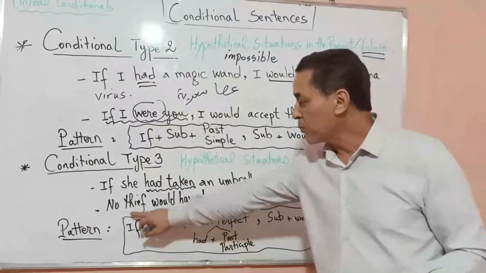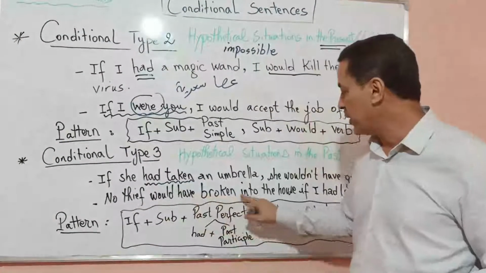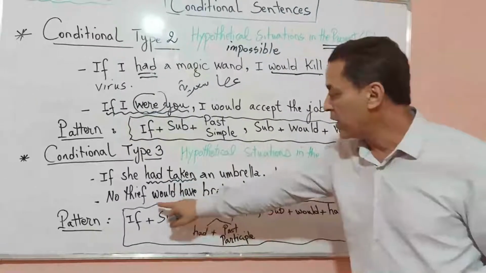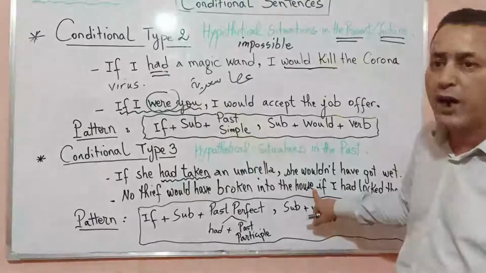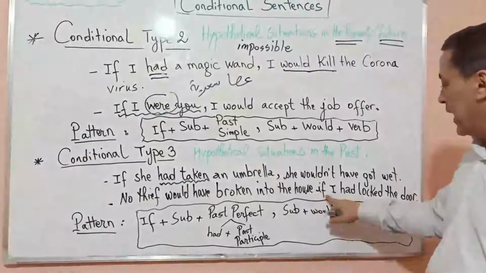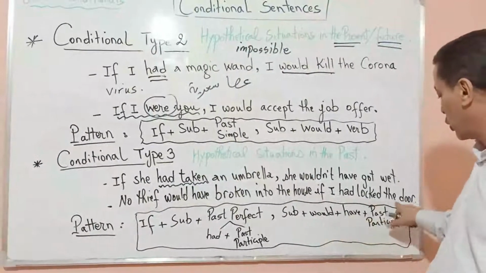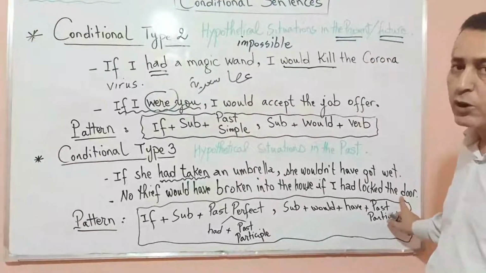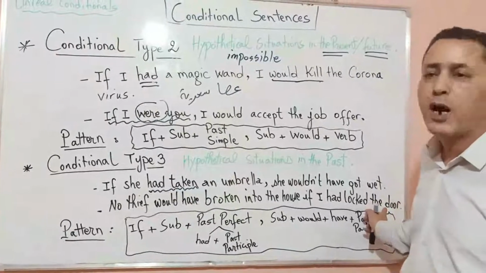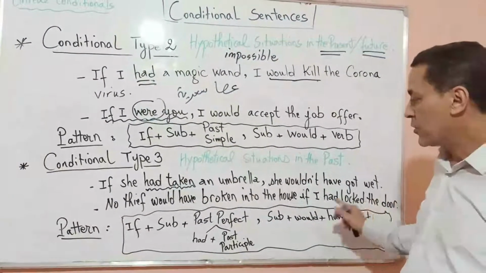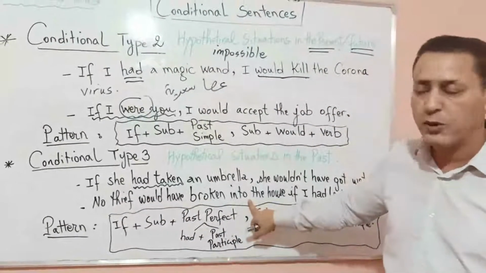Now, next example, let's consider also this example. No thief would have broken into the house. Here, reality is a thief broke into the house. What happened? He stole my things. So if I had locked the door, so it was my fault. I didn't lock the door. Somebody broke into the house and stole my precious things. So if I had locked the door, no thief would have broken into the house. So it was my fault.